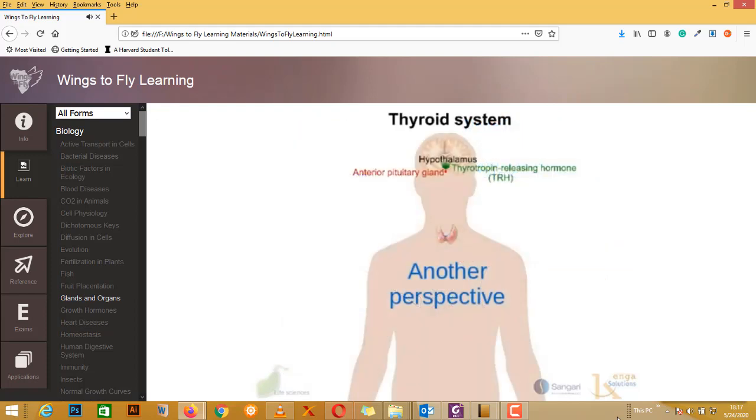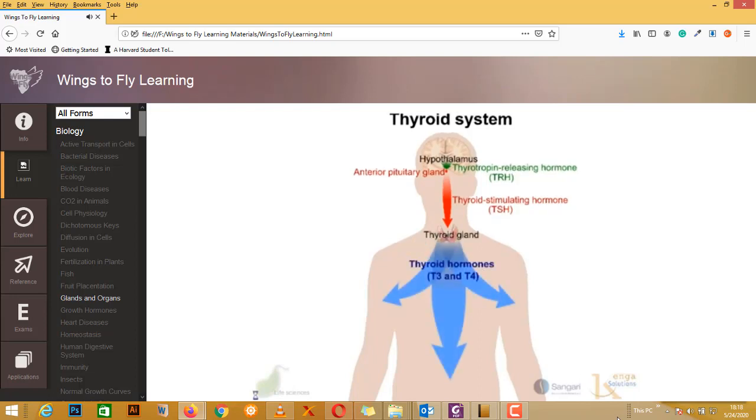Now let's look at this from another perspective. The hypothalamus produces thyrotropin-releasing hormone, TRH, which acts on the anterior or front part of the pituitary gland. The pituitary gland produces thyroid-stimulating hormone, TSH, which then acts on the thyroid gland. The thyroid gland then produces the thyroid hormones T4 and T3, which are released into the body, where they increase the metabolism and affect growth and development.